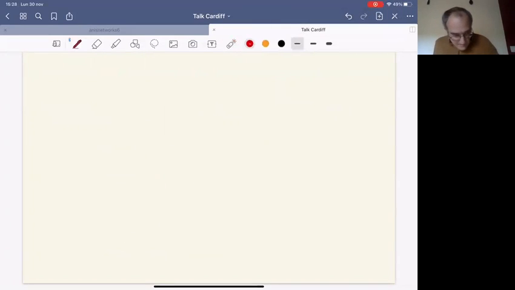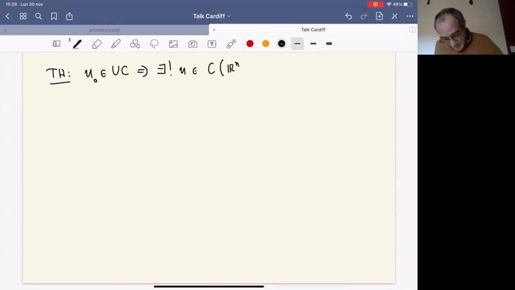So there is a theorem, if you want, that if u0 is uniformly continuous, then there exists a unique u, which is continuous, on R^n times (0, +infinity), which is a solution in the viscosity sense.